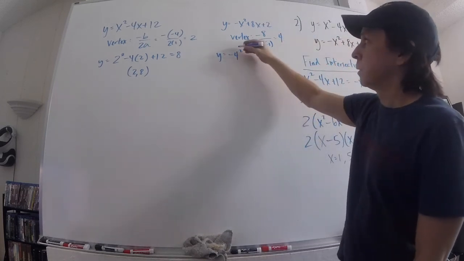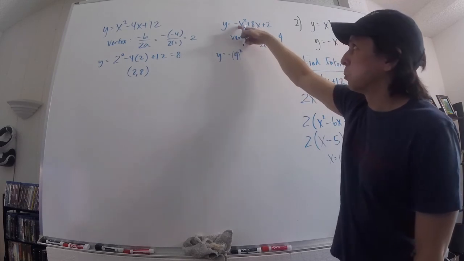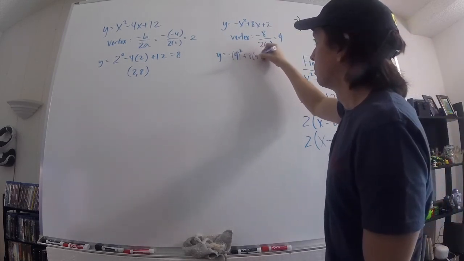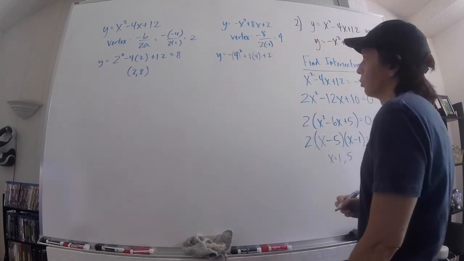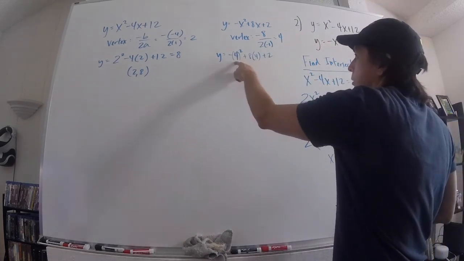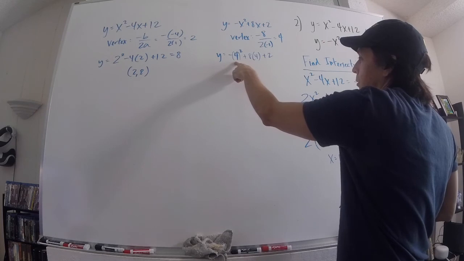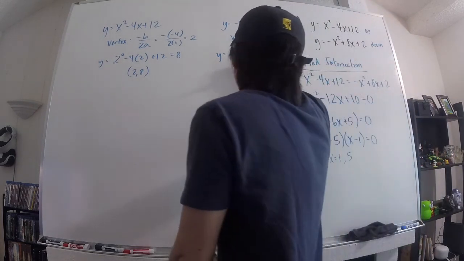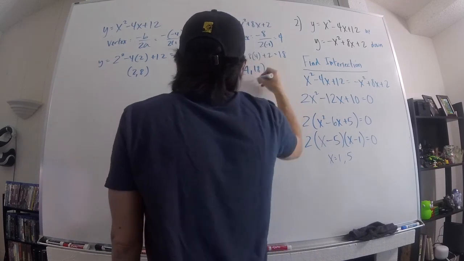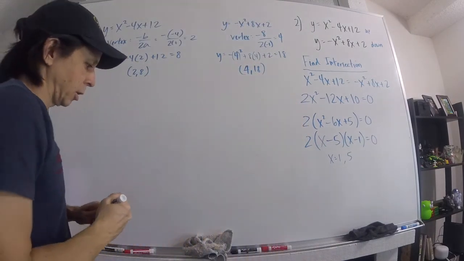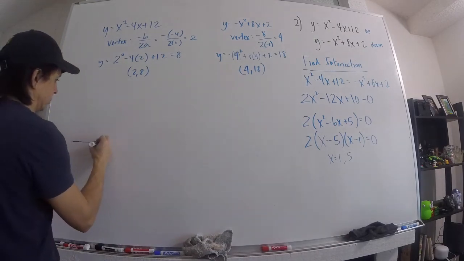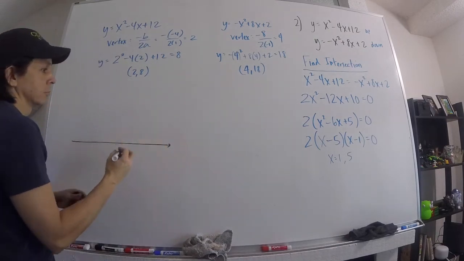Negative 4 squared, the negative is separate from that because it's part of there. You're squaring this x value. Okay, so it's going to be negative 16, 18. 4 and 18. Okay, none of that's really necessary.